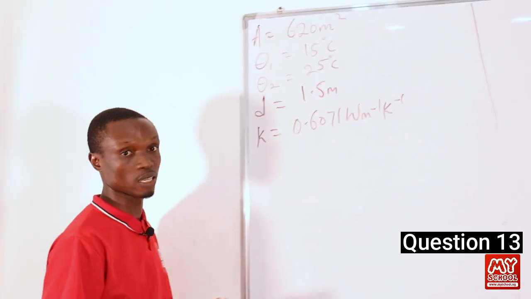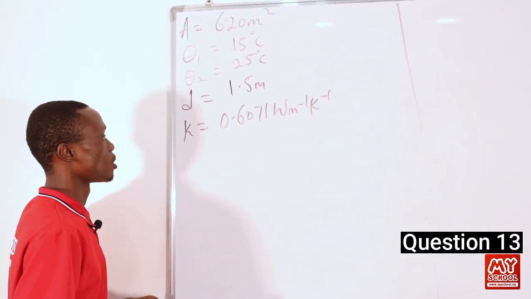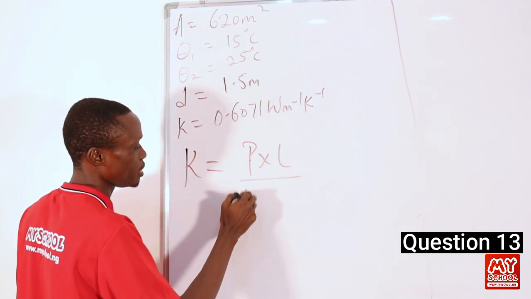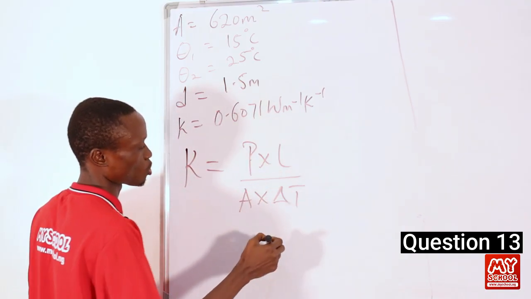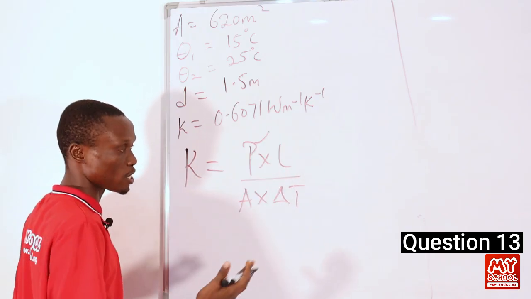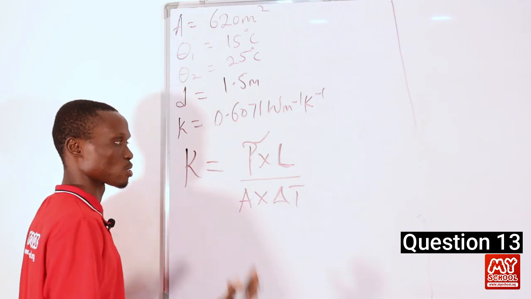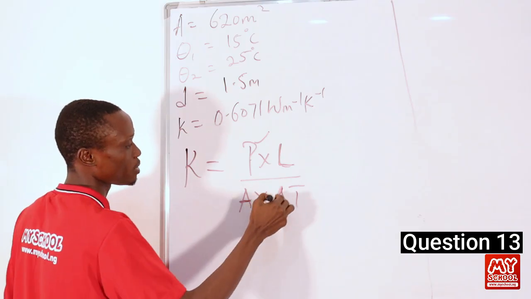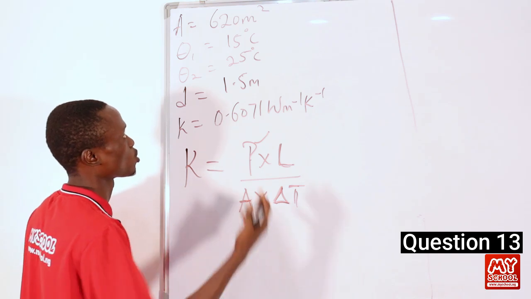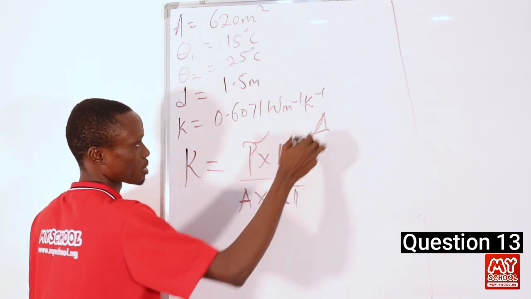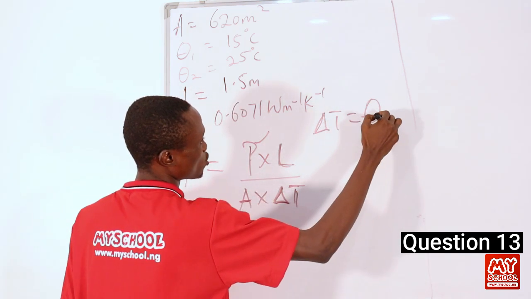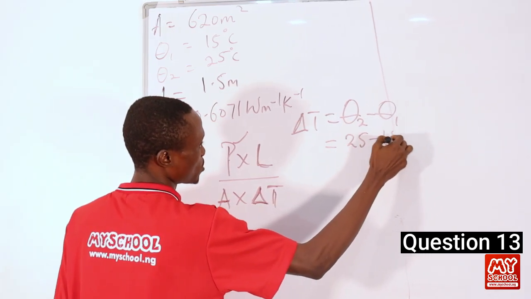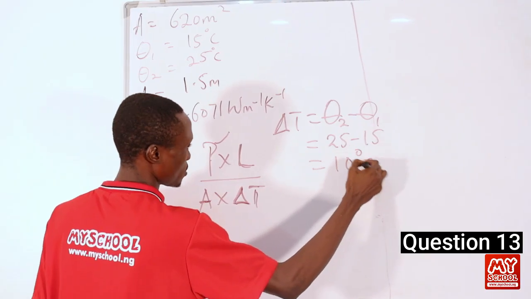So this is the information given to us according to the question. We know that thermal conductivity is given as P times L all over A times change in temperature, where P stands for the rate of energy transfer, L stands for distance or depth, A stands for area of the surface in question, while delta T stands for change in temperature. Let's quickly sort out our delta T. Delta T is equal to theta 2 minus theta 1, which is 25 minus 15, and that will leave us with 10 degrees Celsius.